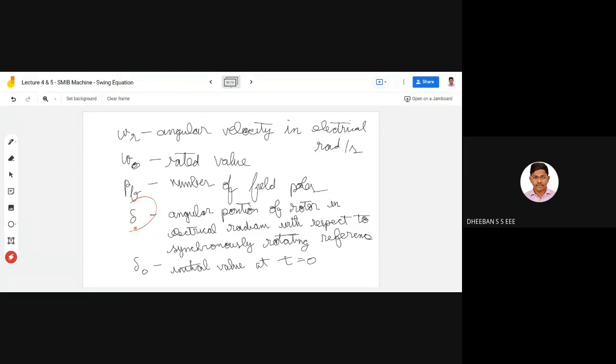This del is nothing but the angular position of the rotor in electrical radians with respect to the synchronous rotating frame. Here the synchronous rotating frame is nothing but the reference frame at the stationary point. With respect to that, how much the angle of the rotor is moving is referred to as del, and del naught is nothing but the initial value of this del at time t equal to 0. I hope you are able to understand. With respect to del and del naught, we will be seeing the relation in the next slide.